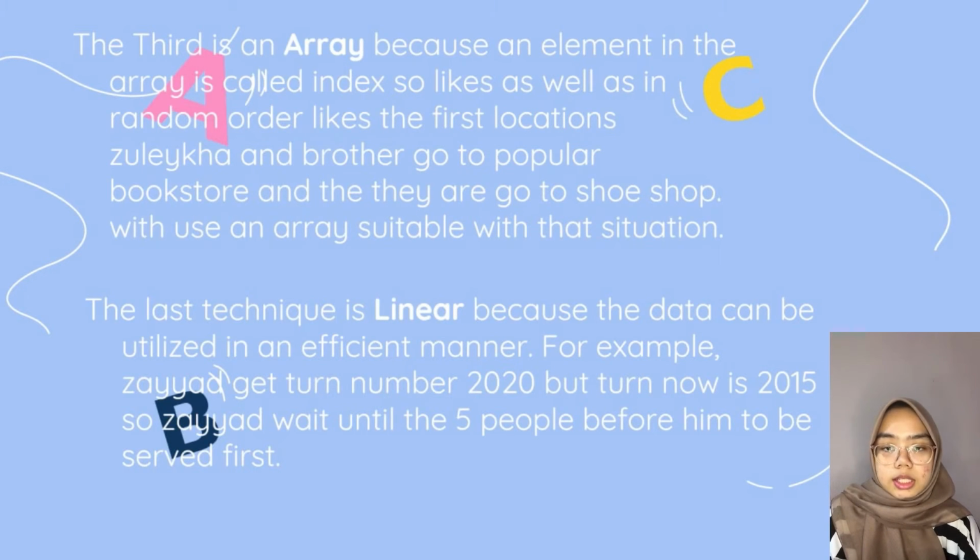For the last paragraph, which is 4, we use the linear technique because the data can be utilized in an efficient manner. For example, Zayat gets turn number 2020, but the turn now being served is 2015, so Zayat waits until the 5 people before him are served first.